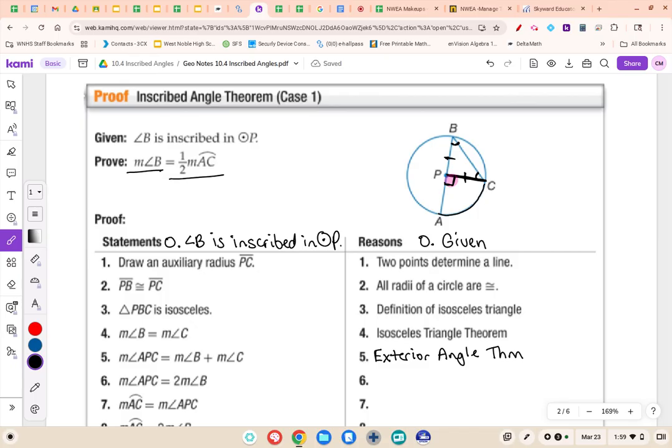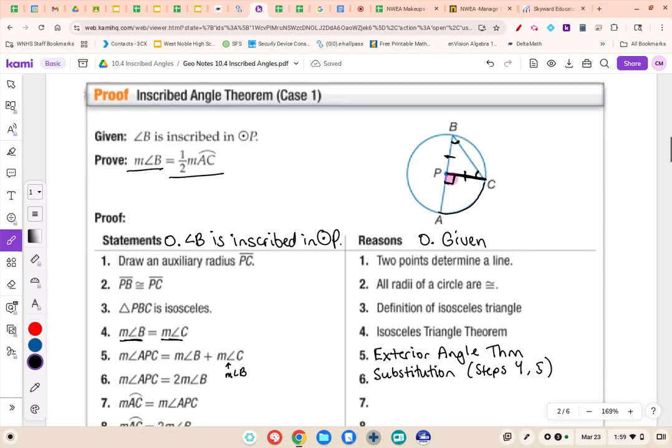We then can replace this in here with the measure of angle B because they are congruent to each other. So we use substitution. It's a weird substitution. It's a little different than what it looks like in Algebra 1. But we're doing substitution, substituting this in for this. So that's with steps 4 and 5.